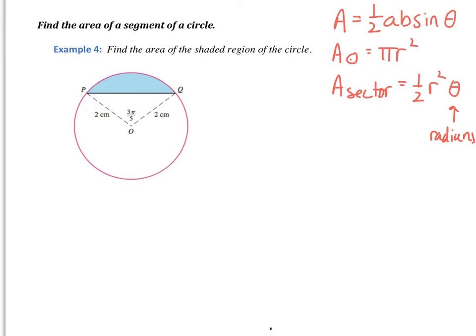Our objective on this example is to find the area of the shaded region. Ideas on how to do that? Hint: we might have to use a combination of formulas. So what do you want to do? Find the area of the sector, and then subtract it from the area of the triangle.